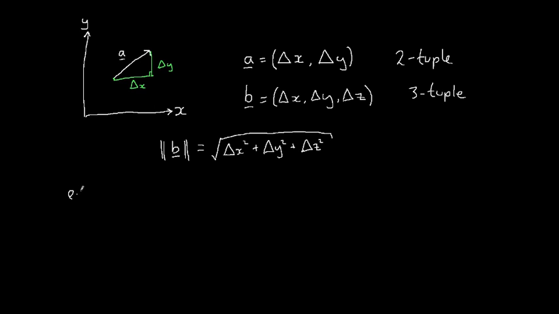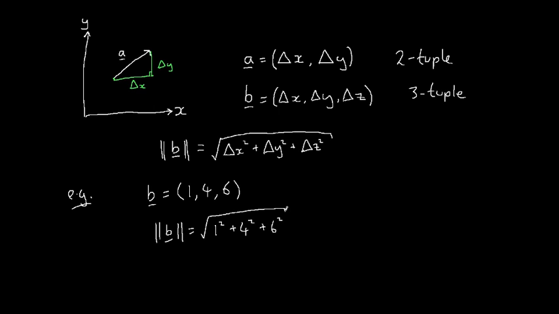So for example, if I just use some values for b, so if b is the vector 1, 4, 6, the magnitude of b is equal to the square root of 1 squared plus 4 squared plus 6 squared. Now if we do the arithmetic, 1 squared is 1, 4 squared is 16, and 6 squared is 36. If we add all those together, we have 53. So the magnitude is the square root of 53. And I'm going to leave it in that form.